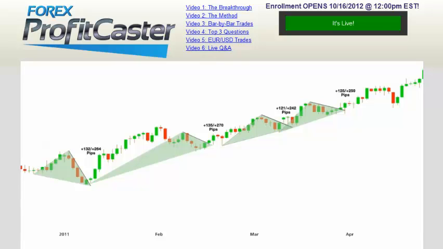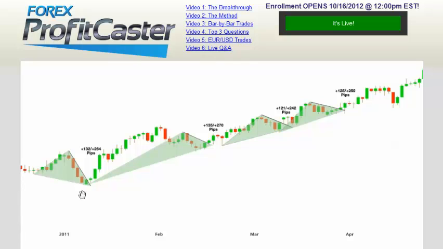I want to show you, had we had the Forex ProfitCaster Trade Alert software actively trading back in 2011, these are the results that you could have expected on this Euro US dollar daily chart. Now these are hypothetical results, these are not actual because we didn't have the software then, but by applying the software algorithms back then, this is what you would have seen.